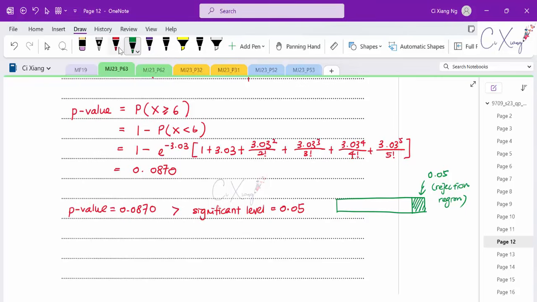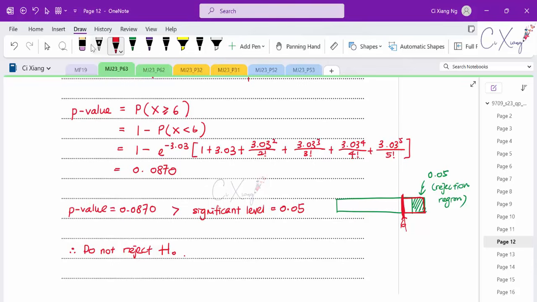Now if I compare my p-value 0.0870, this is also an area, and this area is definitely bigger than 0.05. You can see that this particular line, x equals 6, lies under the acceptance region. Since it lies under the acceptance region, your conclusion should be: do not reject the null hypothesis.